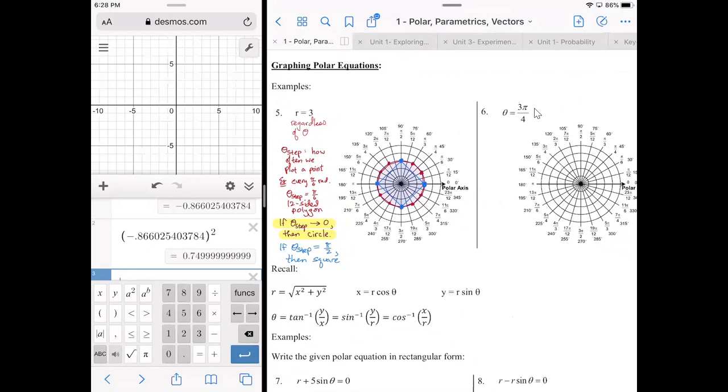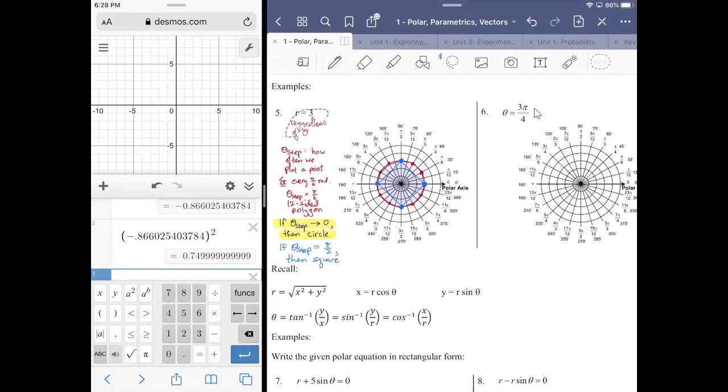Now number 6 is holding theta constant at 3 pi over 4, regardless of the value of r. So I'm going to get a little sneaky here. Regardless of the r value, r could be 0. I'll plot a point, get a little thicker. I'll highlight 3 pi over 4, which is right here. r could be a positive 1, or 2, or 3, or 4, or 5, and so on. But r could be negative, which means it could be going back the other way. So it could be -1, -2, -3, -4, -5, and so on.